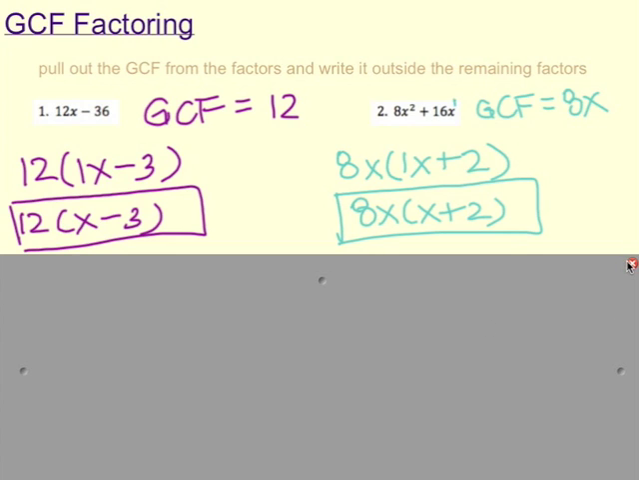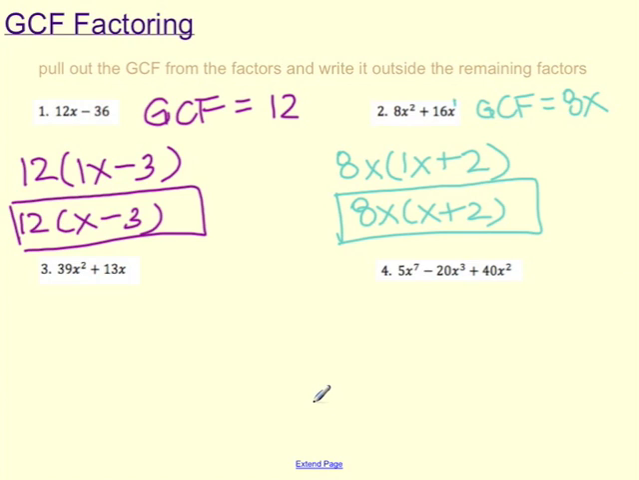Moving on to example 3 and 4. I have the numbers 39 and I have the number 13. Since there's a 13 there, I'm going to say, well, is 39 divisible by 13? And if you try it on your calculator, you will see that it is. So my GCF is 13. Then you can always take out the lowest exponent. So I can take out an x. Okay. So my GCF is 13x.